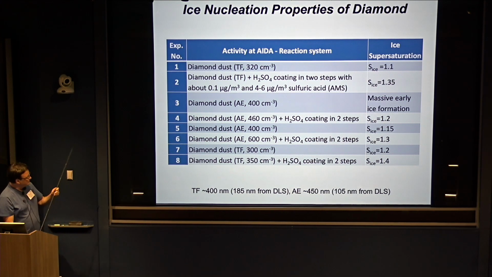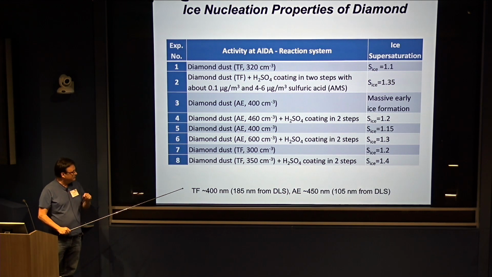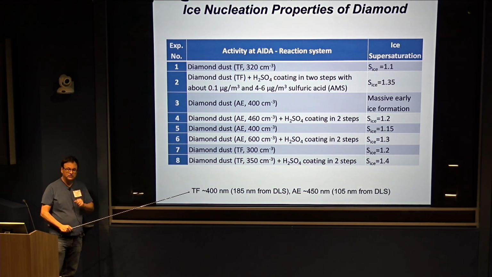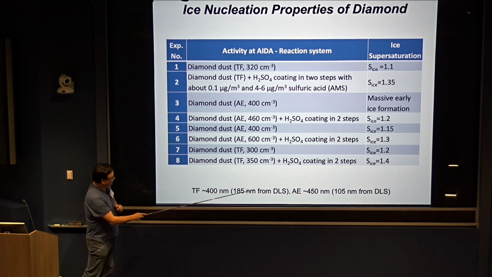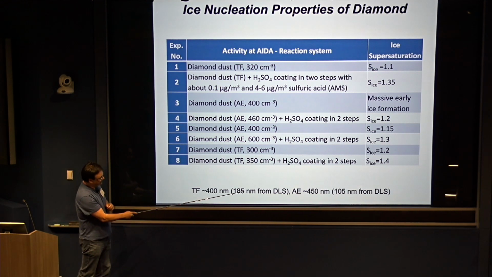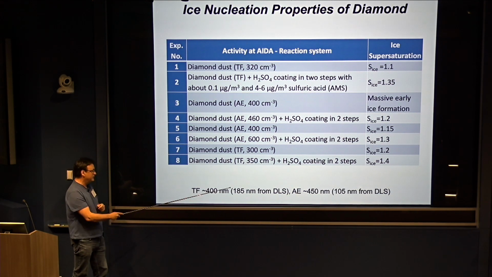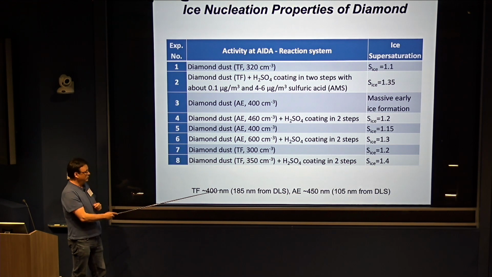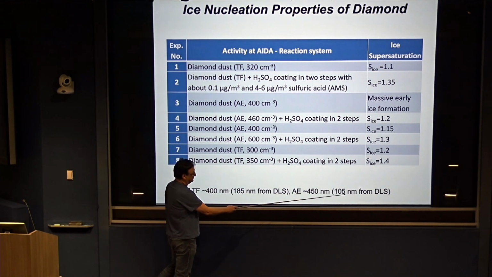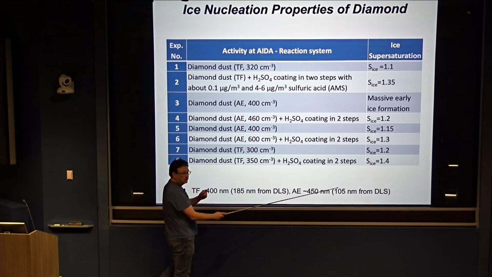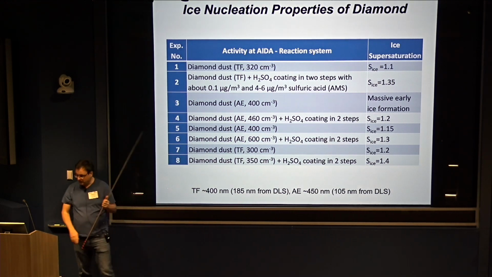If you look at the sizes here, I decided to add this because we've been talking about how you disperse these particles. From dynamic light scattering, the actual size of individual particles for this one kind is 185 nanometers, but what we see in the chamber is around 400. For the detonation diamond, where dynamic light scattering says they're 100 nanometers, the size distribution we get is around 450.